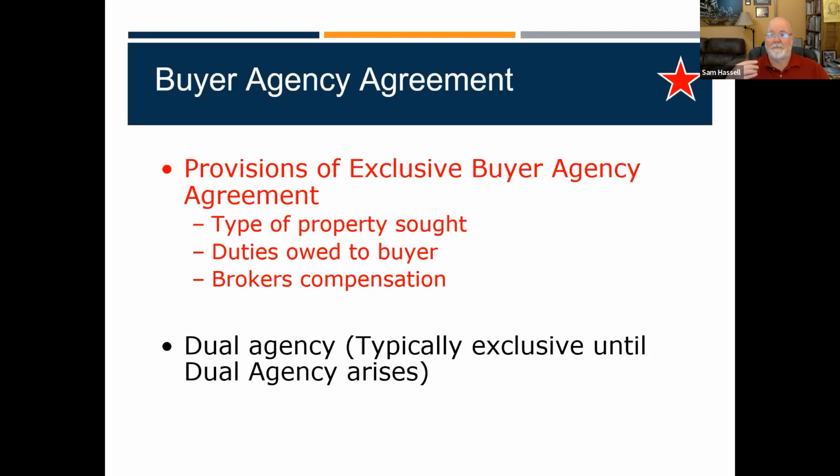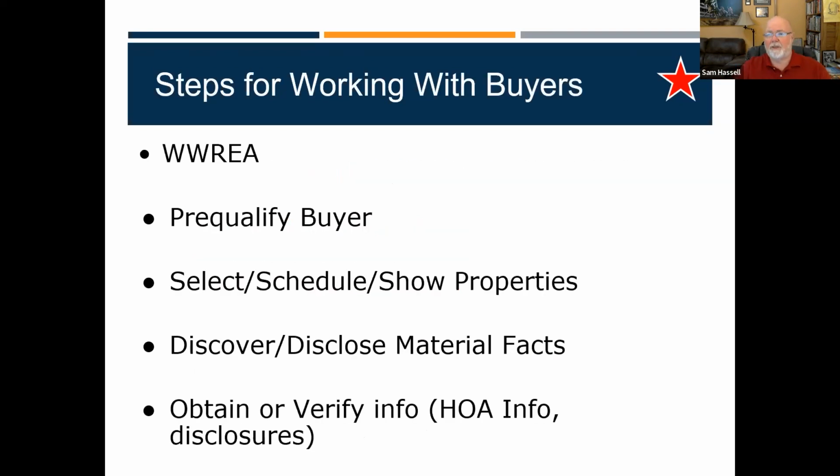And then we're going to talk about compensation. In the event the seller doesn't pay us out of his split, we're going to have to come to them. So they're going to have to pay something. And then we'll talk to them about dual agency. Let's go through the steps again, working with these buyers.